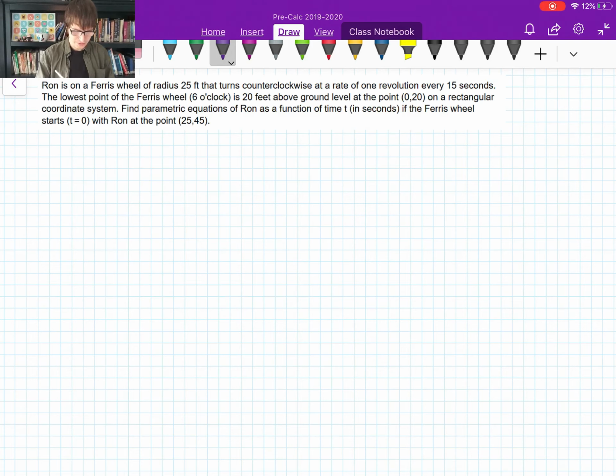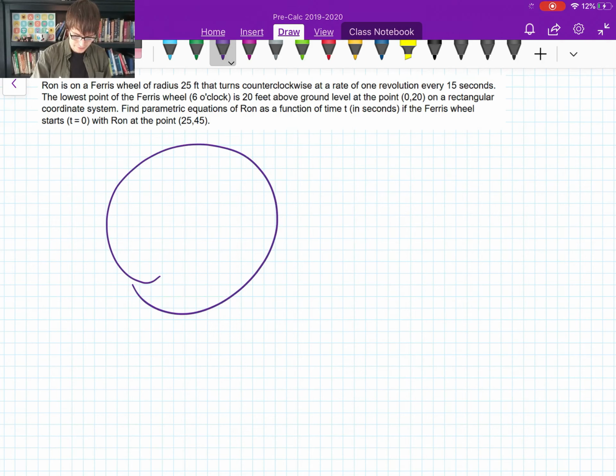So Ron, okay, we got a guy named Ron. He's on a Ferris wheel of radius 25 feet. So let's go ahead and draw a Ferris wheel then. So that's our Ferris wheel, and it says it's got a radius of 25 feet. Let's put proper carriages on it, because that's the way Ferris wheels work. Okay.